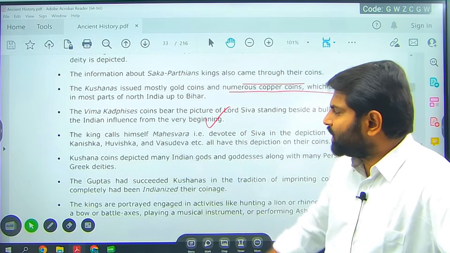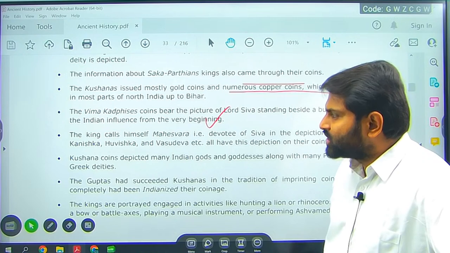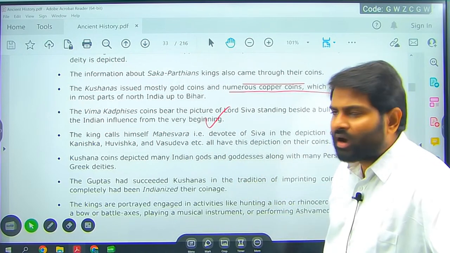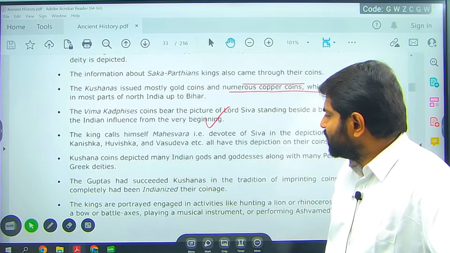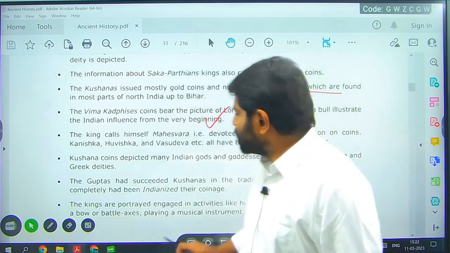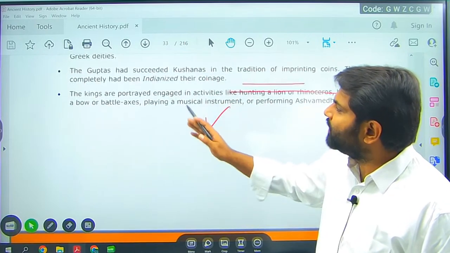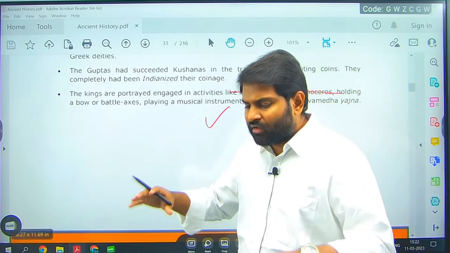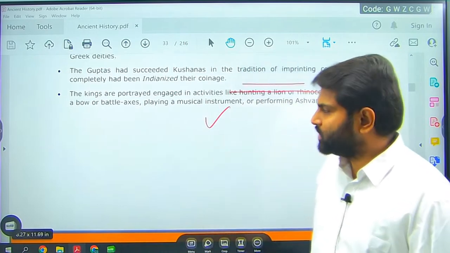The king calls himself Maheshwara, the devotee of Shiva, in the depiction on the coins. Kanishka, Huvishka, Vasudeva, etc. are all depicted in their coins, right? So Kushana coins depicted many Indian gods and goddesses along with their contemporary Persian and Greek deities. The Guptas succeeded the Kushanas in the tradition of imprinting coins. They completely Indianized the coinage. So the Gupta period is the timeline where numismatics takes a completely Indian version, Indianization.